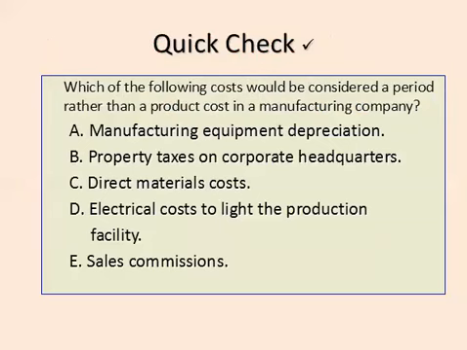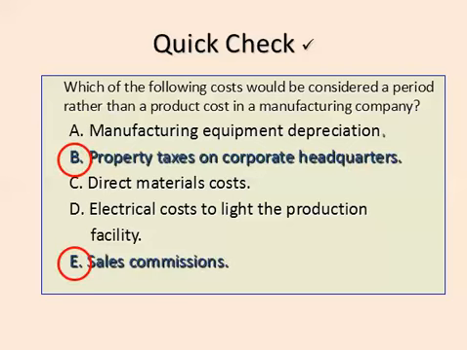Okay, let's do a couple more quick checks. So which of the following costs would be considered a period rather than a product cost in a manufacturing company? So remember, those are sales and administrative oriented. So the answer would be property taxes on the corporate headquarters, and the reason, if this would have been manufacturing facilities, it would have been considered product cost. But since that's headquarters, that's administration. And sales commissions, that's related to sales.